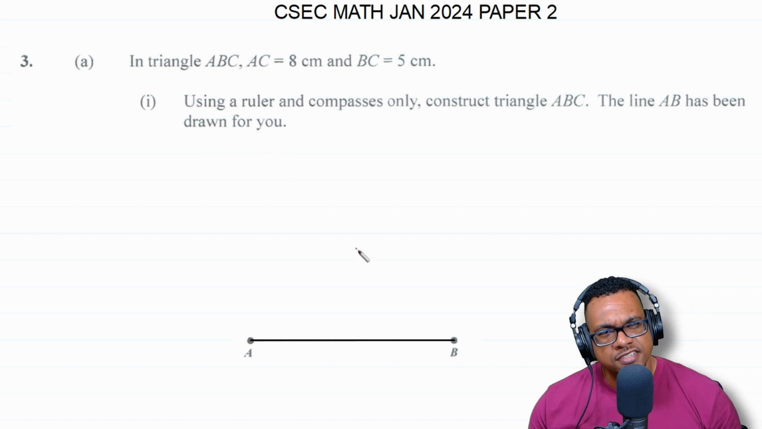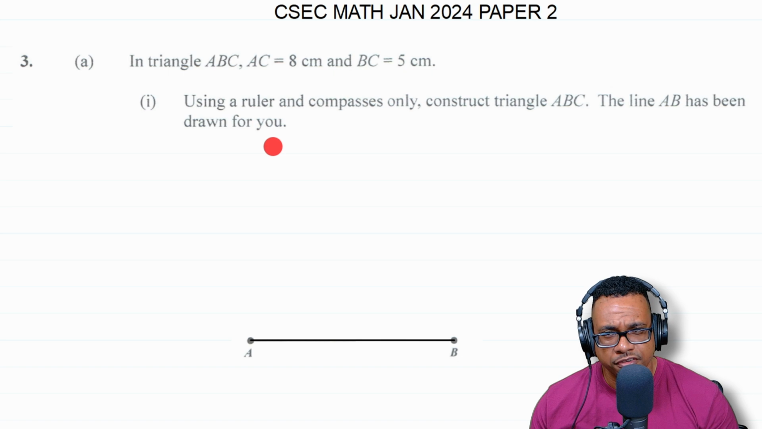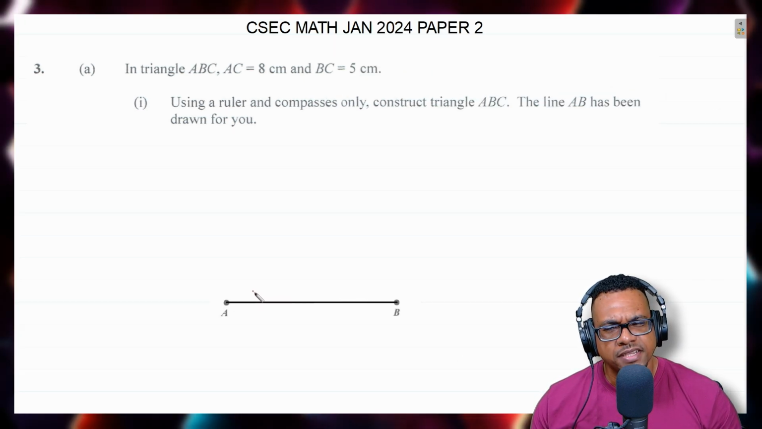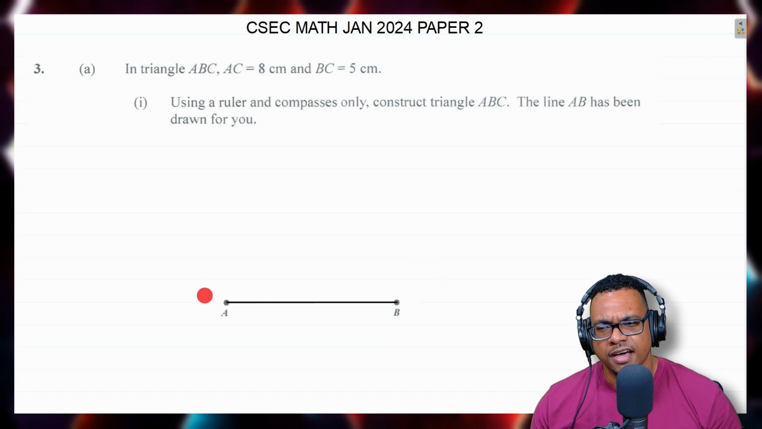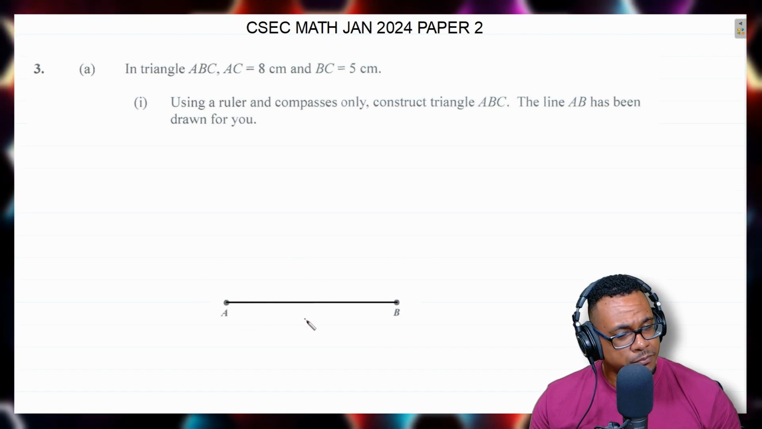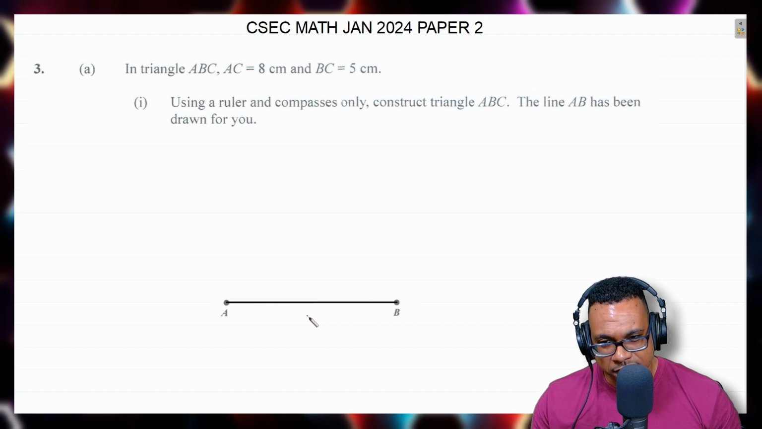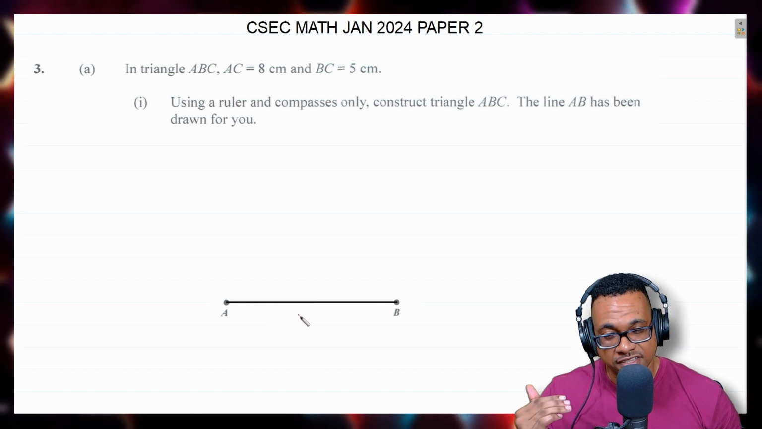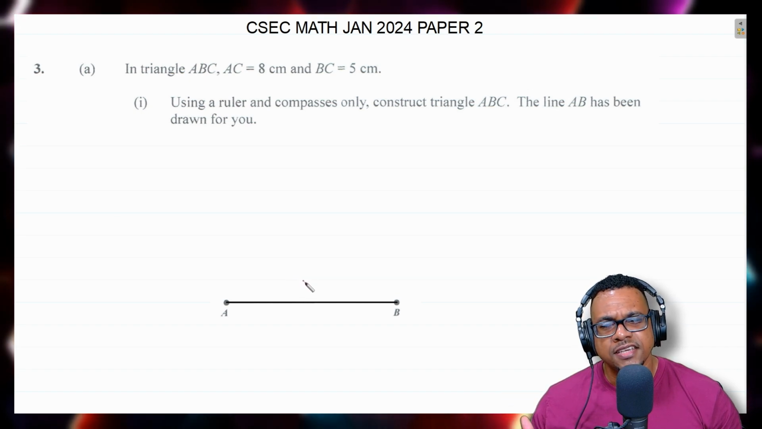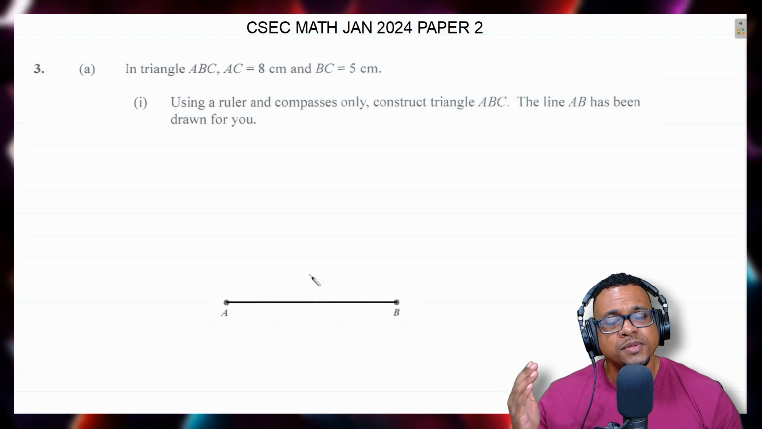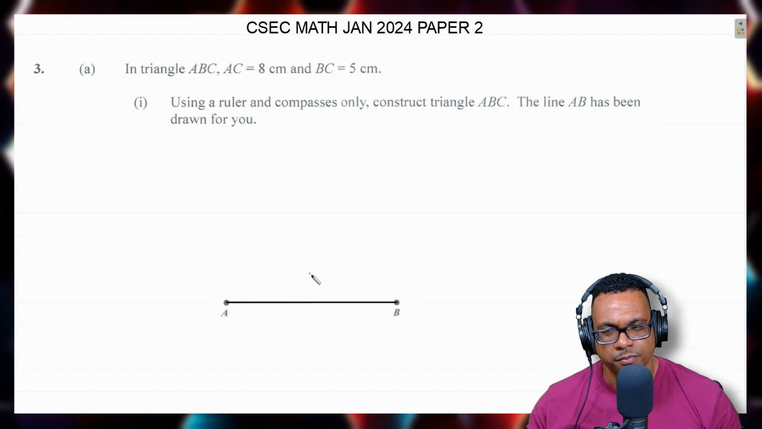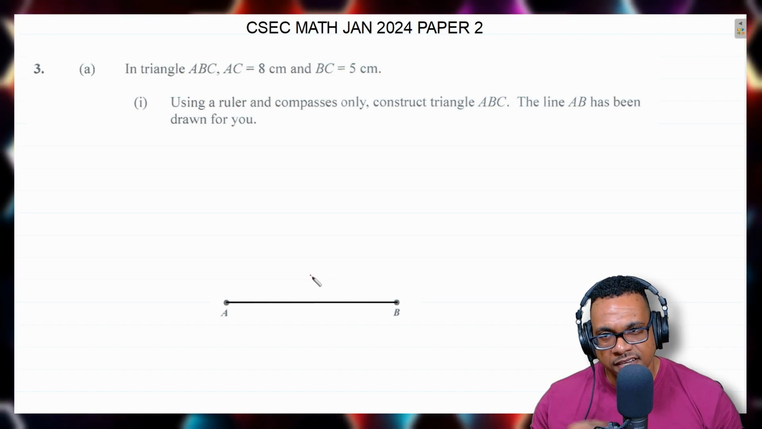Now, I want to address this point that the line AB has been drawn for us. Now, I am on the computer. I would have cropped the picture of the line AB and pasted it onto the whiteboard. Therefore, the length of the line AB on the computer would be different from the length of the line AB on the actual past paper. So when I construct the triangle ABC here on the computer, it's not going to be the same size as the triangle ABC when you construct it on the actual past paper. So I just want to make that clear.